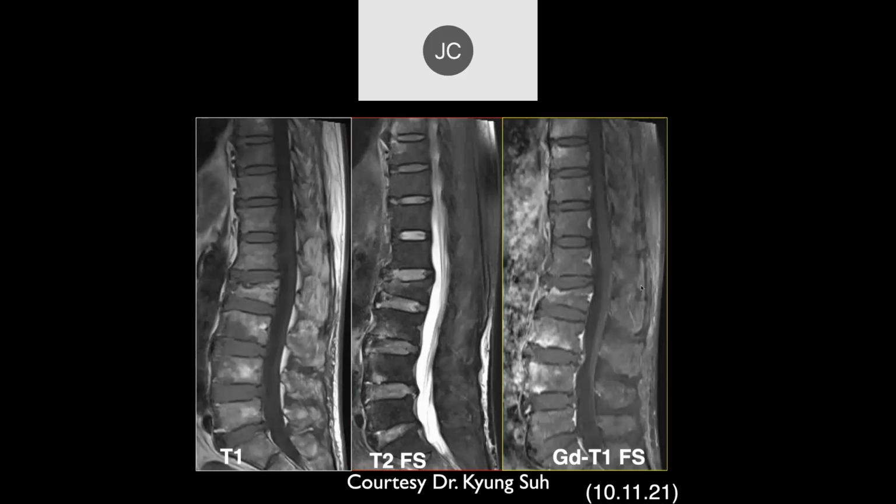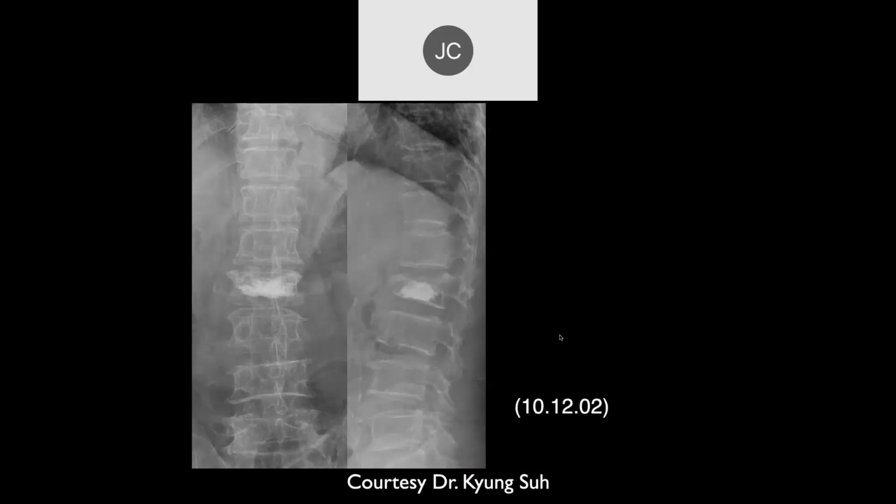T1, T2 fat-sat, and post contrast, which is showing some heterogeneous signal within the inferior end plates of 3, 4, and 5. A lot of abnormal signal within the vertebral bodies here with some contrast enhancement. There's the compression fracture we saw before. There's preservation of the disc spaces. That's interesting: you have bone edema at multiple levels, but the disc in between looks normal. This makes me think of TB causing that kind of scenario, but I'm not sure.